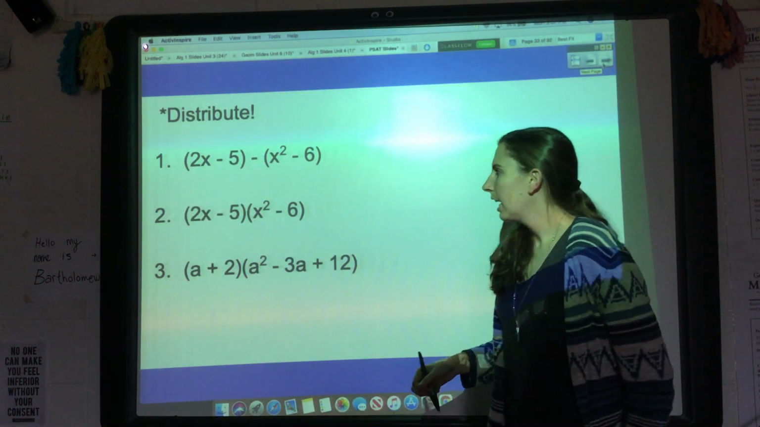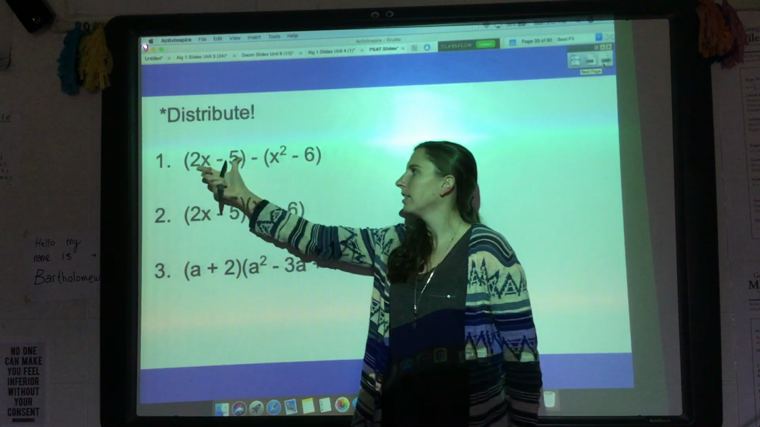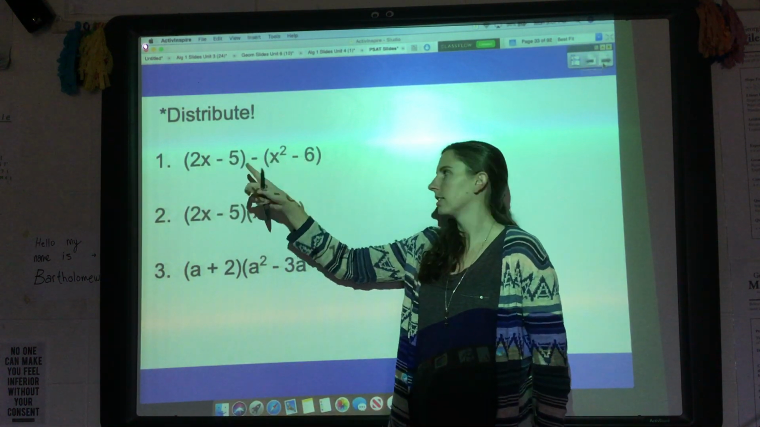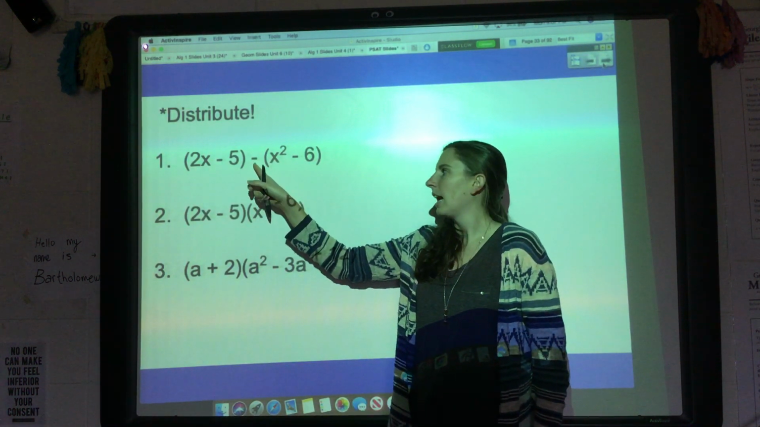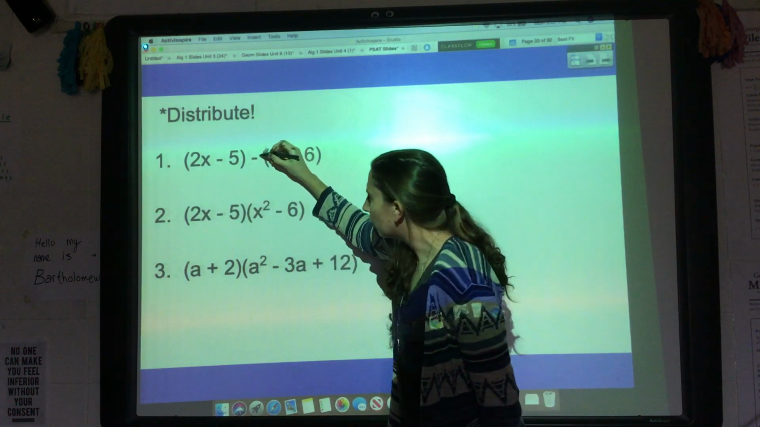So in this case, this is not directly in front of the parentheses, the negative sign is. And so the negative, this is like a negative 1.